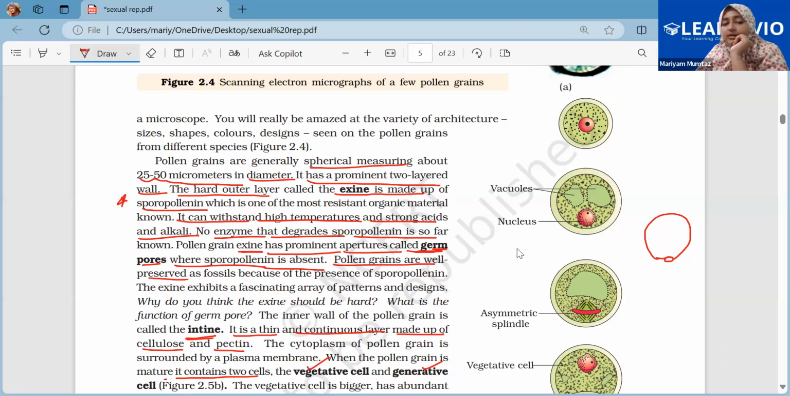Pollen grains are well preserved as fossils because of the presence of sporopollenin. Since there is no enzyme that can degrade sporopollenin, pollen grains can be preserved as fossils. They can be fossilized. So it means that if we find under the ground certain pollen grains of, you can say, tens or thousands of years ago, they will still be intact because they cannot get degraded. Clear?